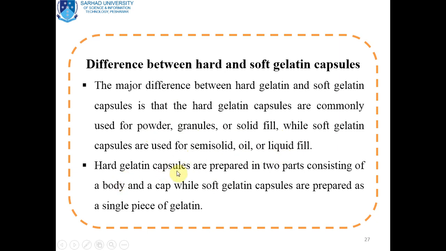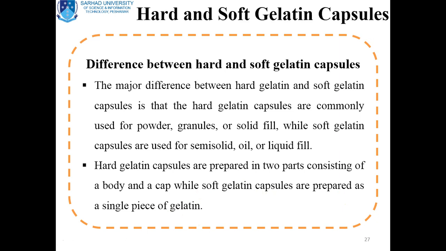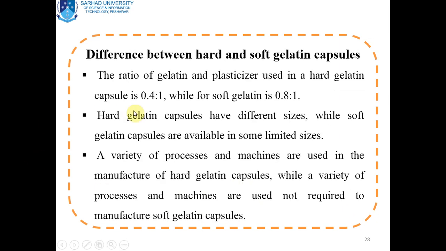Hard gelatin capsules are prepared in two parts consisting of a body and a cap, while soft gelatin capsules are prepared as a single piece of gelatin. I have told you about the one-piece and two-piece adjectives for the hard and soft gelatin capsules. The ratio of plasticizer to gelatin used in hard gelatin capsule is 0.4 to 1, while in soft gelatin it is 0.8 to 1. So it is clear from this that more plasticizer is used in the soft gelatin compared to the hard gelatin.